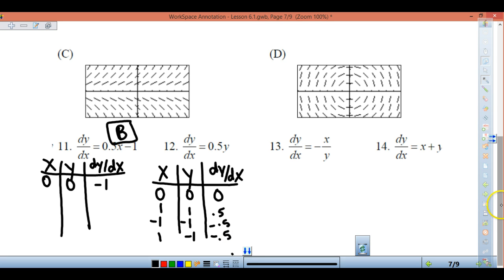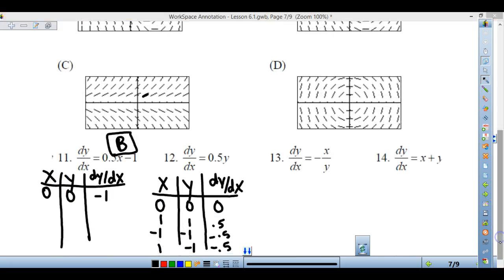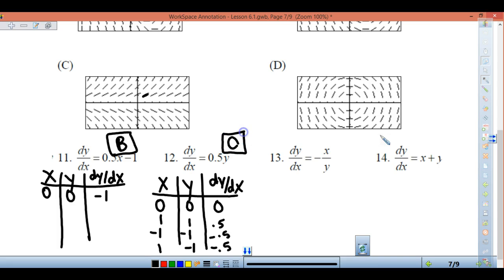So if we're at 1, 1, we have a slope of a half, that matches up. If we were to look at 1, 1 here, this has a negative slope, so that's not going to work. If we go up here, 1, 1 has a positive slope, so that's not going to work. So it seems like it's going to match up with C, but let's double check at the point -1, -1. I'd expect to have a slope of -1/2. Yep, that seems to match up, so I'm going to say that this one does go with C.